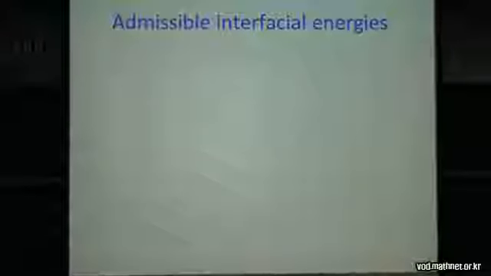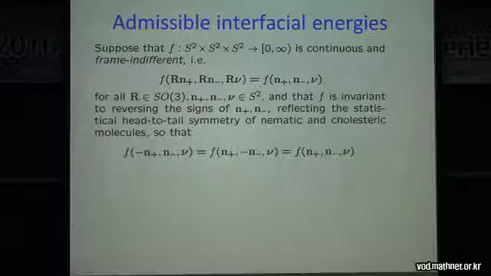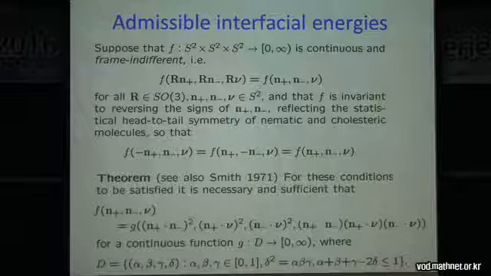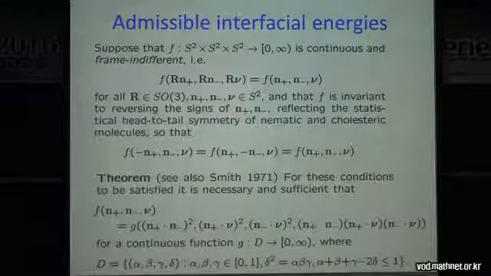So what would that energy have to be like? Well, it should be frame indifferent. So if you pre-multiply by any rotation, you should get the same thing. And it should be invariant to reversing the sign of n plus and n minus, because the signs don't mean anything. And so if you analyze that, you find that, in fact, f should depend on these three vectors through four quantities: the squares of the inner products and the product of the inner products. And you can actually say what the domain of that function is.